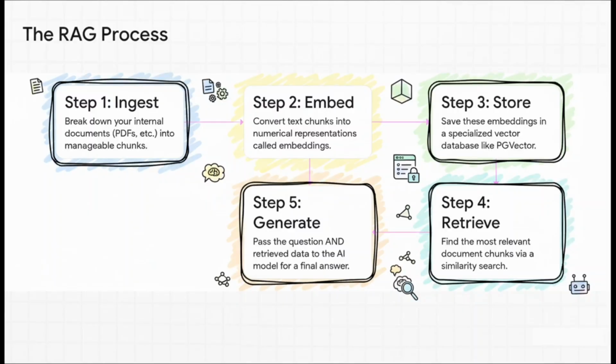The way RAG works is actually pretty straightforward. First, you take your documents, your PDFs, your wikis, and you break them into smaller chunks. Then, you use an AI model to turn those text chunks into a series of numbers, called embeddings, and you store them in a special vector database. Now, when a user asks a question, you search that database for the most relevant chunks of info and feed both the user's original question and that data to the AI.